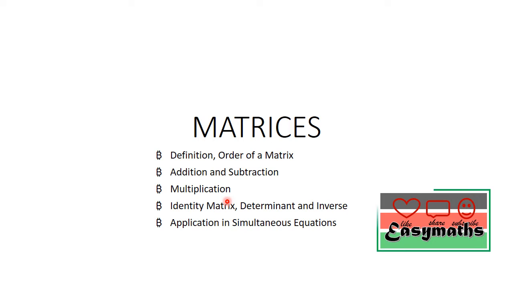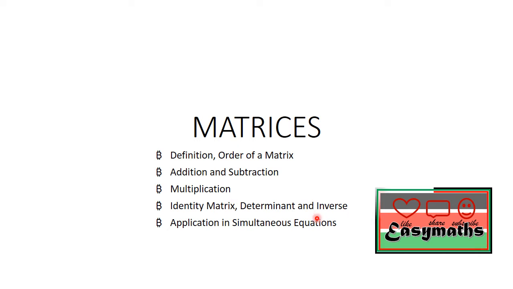Let's now turn to multiplication of a matrix by a scalar. Now, matrix multiplication happens in two ways. The first one is multiplication of a matrix by a scalar, and the other one, which will be done in another video, will be multiplication of a matrix by another.